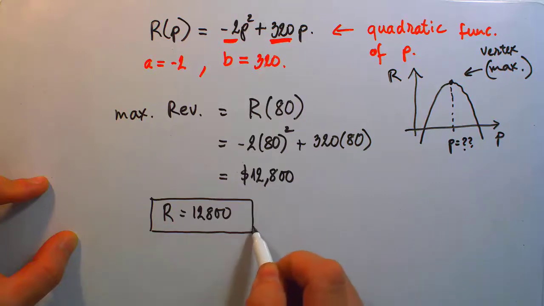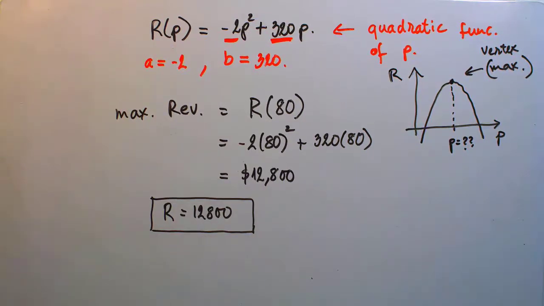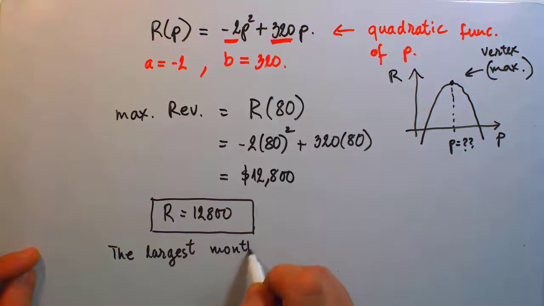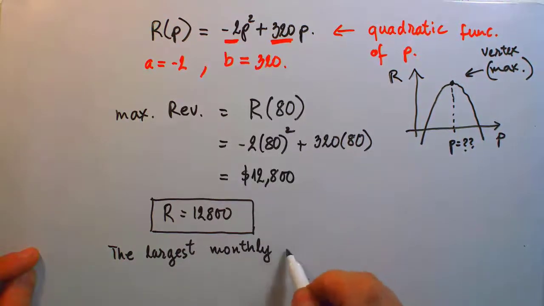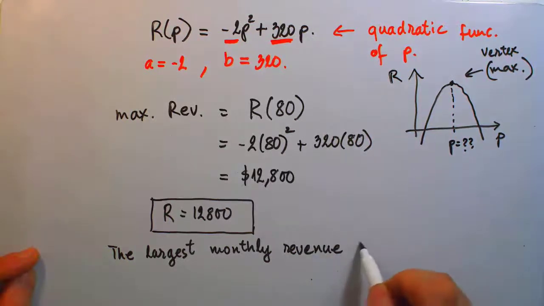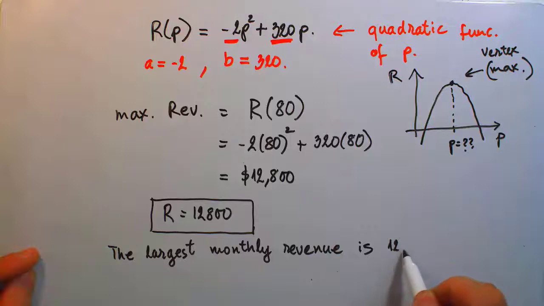And then as an interpretation, the largest monthly revenue is $12,800 monthly.